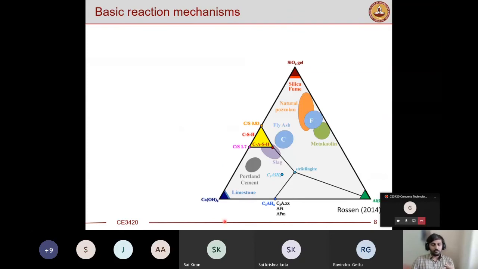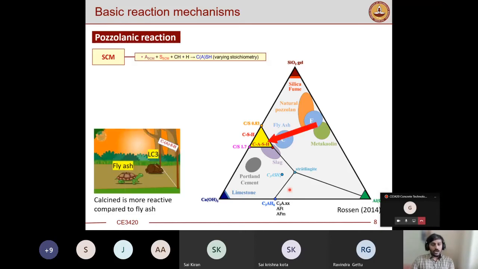This is a ternary phase diagram of cement hydrate phases, not really the elements, right? So you have pure calcium, which means you can have calcium hydroxide or limestone. In pure silica, it can be silica gel, silica fume, right? And then you have regular SCMs, which can be natural pozzolan, fly ash, metakaolin, right? And then the hydration products will have a range typically around this region, right?